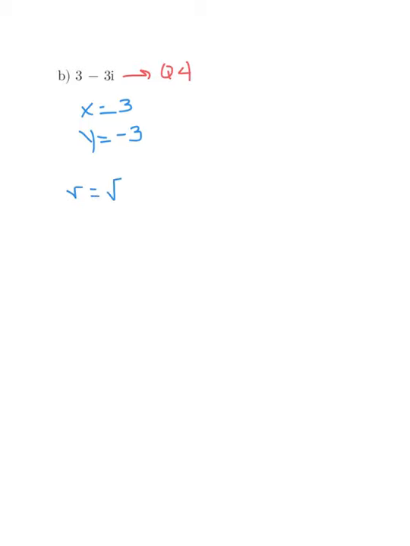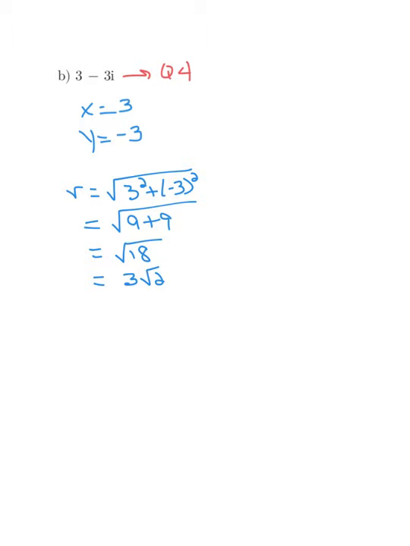r is the square root of x, 3 squared, plus y, negative 3 squared. We're going to have the square root of 9 plus 9, which gives us the square root of 18. And then we need to simplify that. That becomes 3 square root of 2. For our theta, the tangent of theta is y over x, so we're going to put negative 3 over positive 3, so our tangent is negative 1.